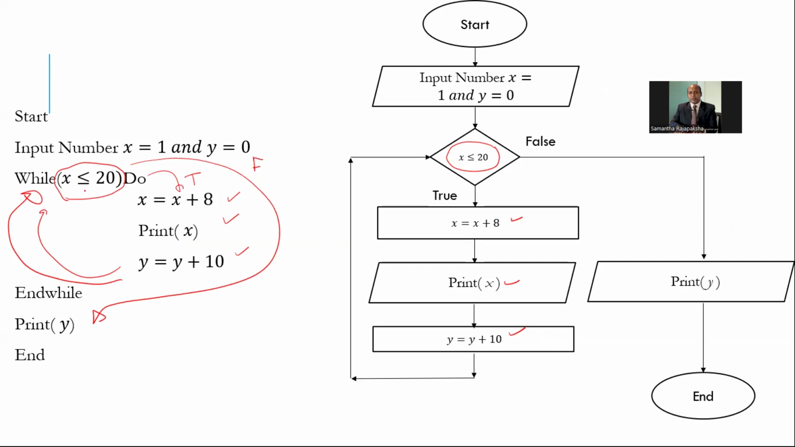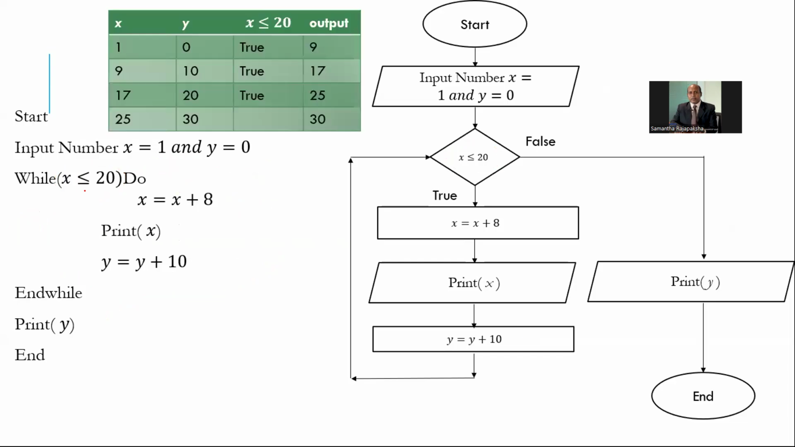So you can create a table with the variables x, y and the condition. Initially x is 1 and y is 0, and check the condition. You can see this condition is true because x is 1. If it is true, execute these three lines. First you increment x by 8, then x becomes 9, and print x. So what is x? 9 will be printed.